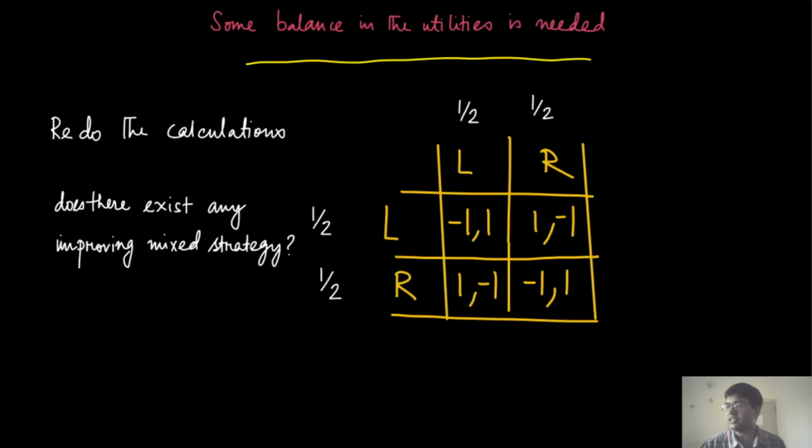Now do the same exercise for this mixed strategy profile. Here the mixed strategy profile is that player 1 is choosing both these strategies with probability half, and similarly player 2 is also choosing these strategies with probability half. Can you find any strategy profile, mixed strategy or pure strategy profile, that can improve on this?